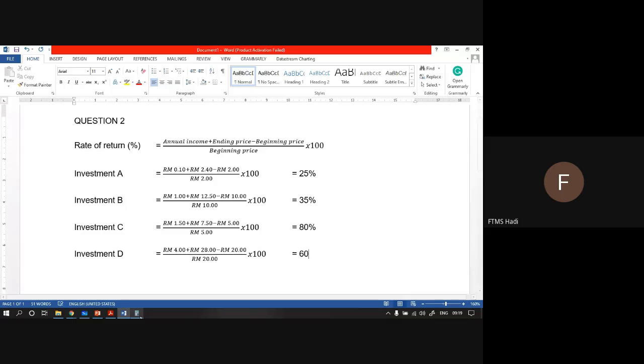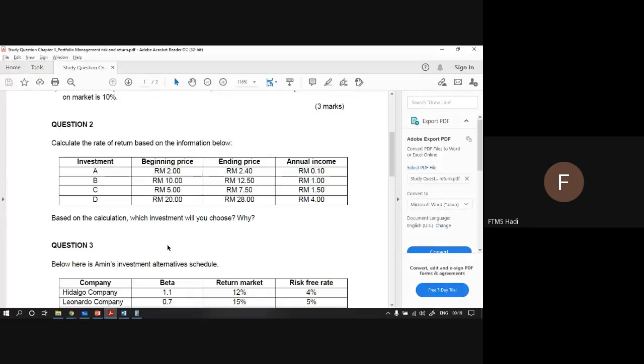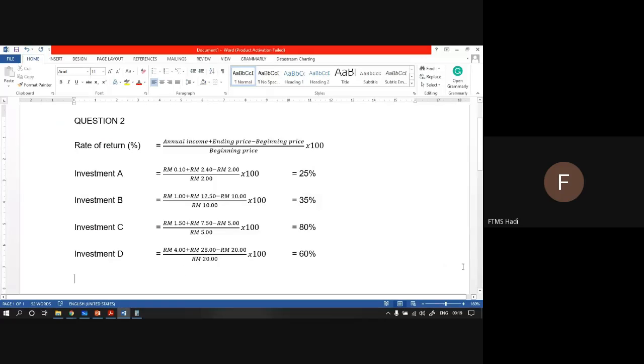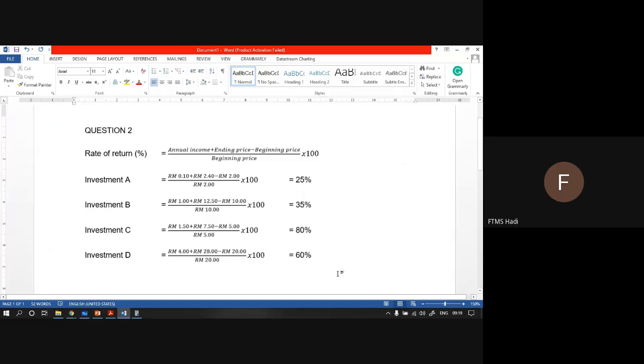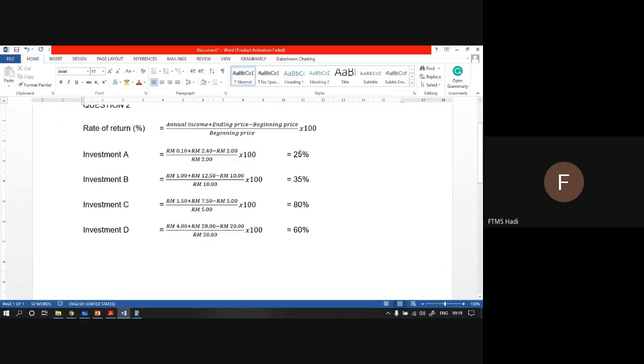Okay, so you got the answers already for all four investments, but you haven't completed the answer yet. Based on the calculation, that means the calculation part is done. Which investment will you choose and why? Okay, we're talking about return. That means we need to choose the highest return, the maximum return that you can get. So as you can see, there are 4 options here: 25%, 35%, 80%, and 60%. Definitely 80 is the highest one.